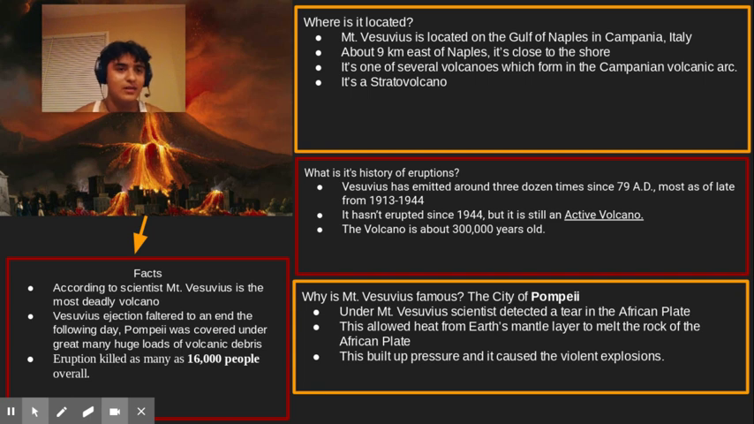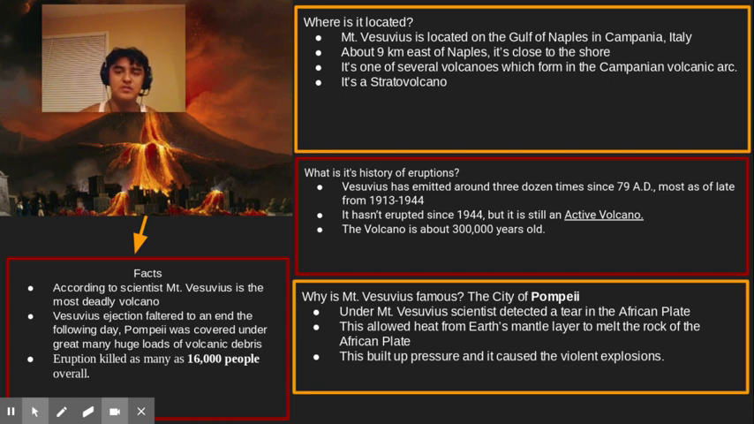The volcano that I'm doing my little presentation on is actually Mount Vesuvius, and it's located on the Gulf of Naples in Campania, Italy. It's about 9 kilometers east from Naples. It's pretty close to the shore, like most volcanoes are. This volcano is not one of the three examples. It's actually a stratovolcano, and scientists say it's the most dangerous, the deadliest volcano.